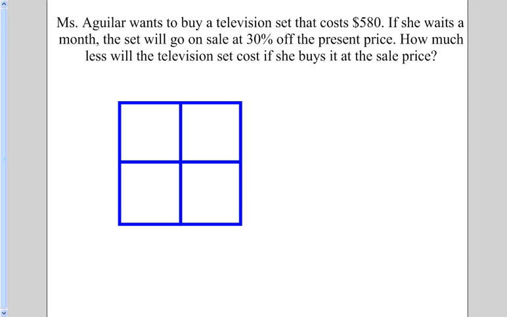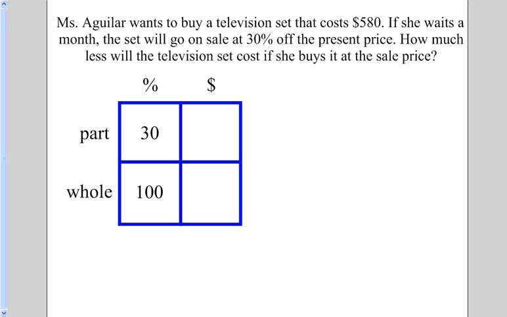For these percent problems, we're looking at parts of a whole. Percent is the first column that we're going to be looking at, and then we're looking at money. So in this case, it's how much money is Ms. Aguilar going to save if she can wait a month to purchase this television set. So 30% off, the part of the percent is 30. Percent means out of 100, so the whole is going to be 100.